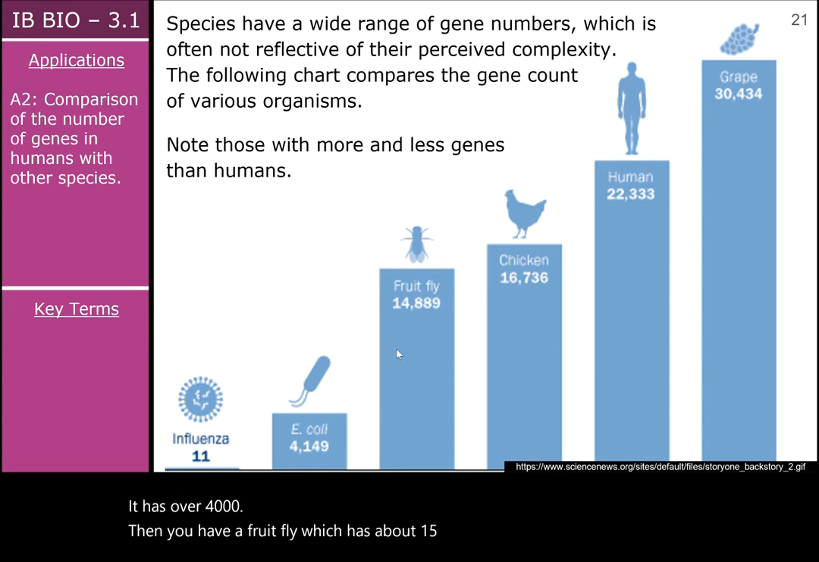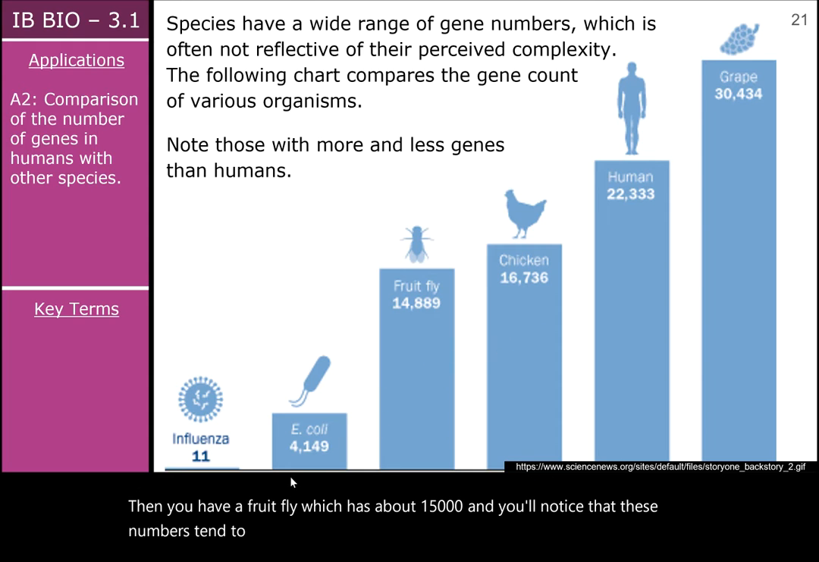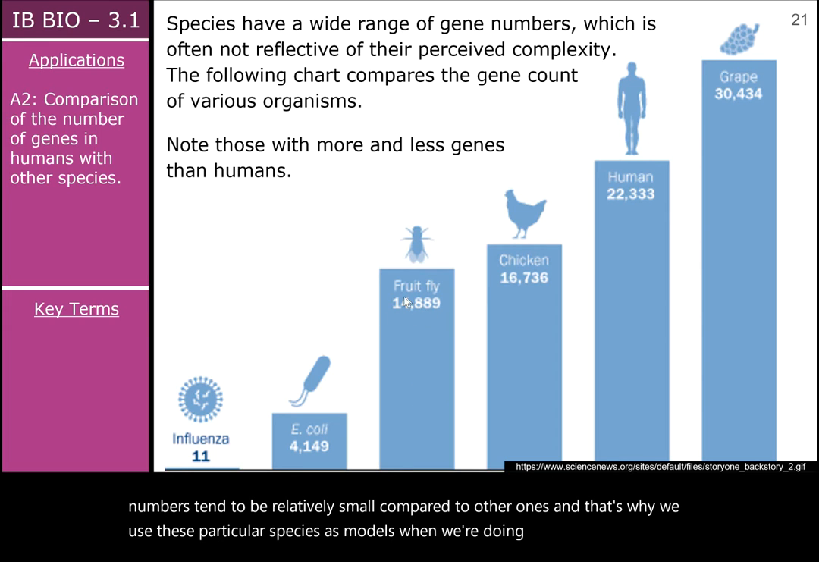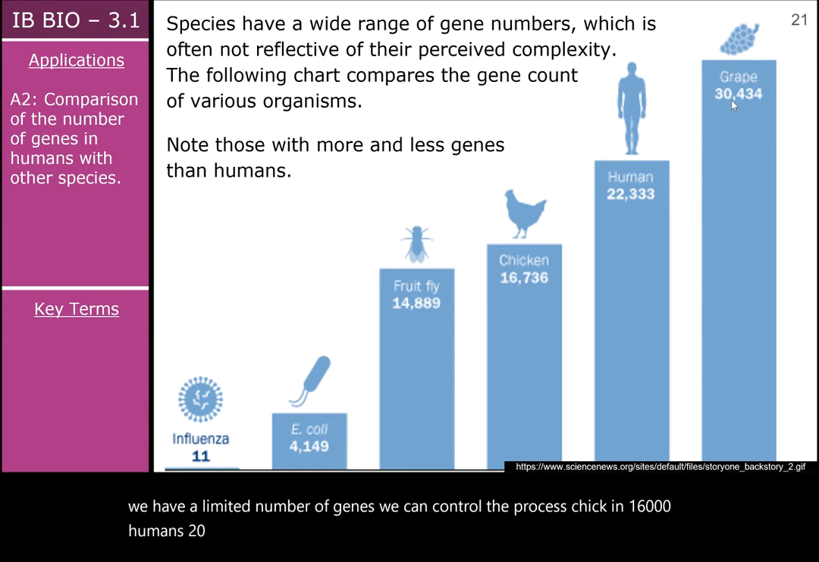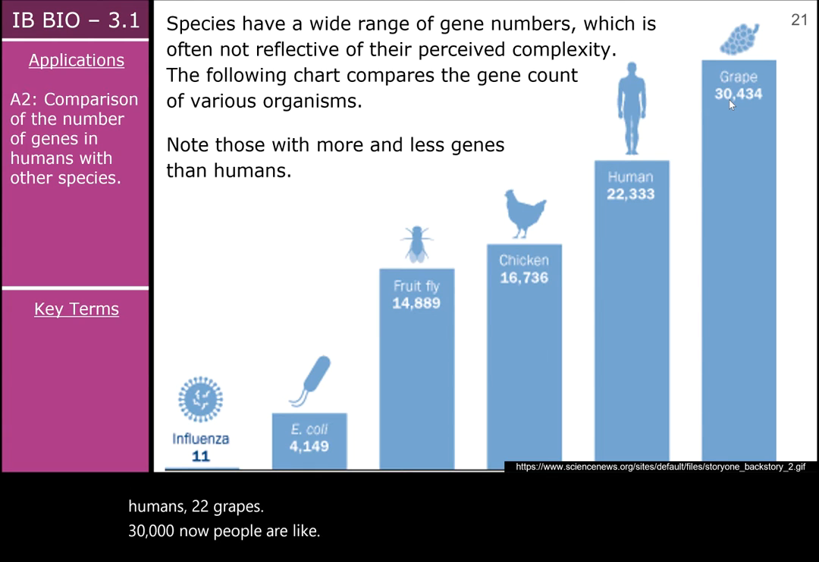And you'll notice that these numbers tend to be relatively small compared to other ones, and that's why we use these particular species as models when we're doing investigations, because we have a limited number of genes, we can control the process. Chickens, 16,000, humans, 22,000, grapes, 30,000. Now, people are always astonished that this is the case. I am not surprised at all.